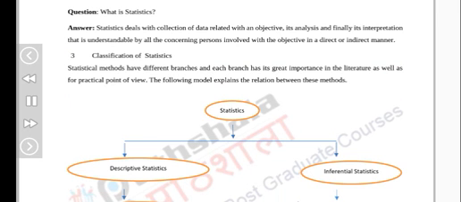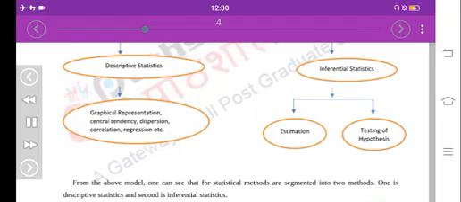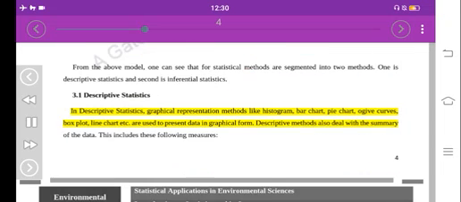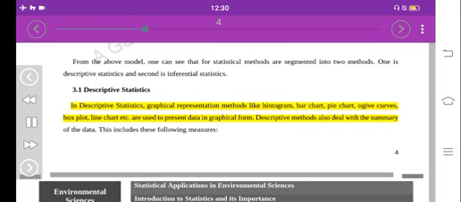3.1 Descriptive statistics. In descriptive statistics, graphical representation methods like histogram, bar chart, pie chart, ogive curves, box plot, line chart, etc. are used to present data in graphical form. Descriptive methods also deal with the summary of the data. This includes the following measures.